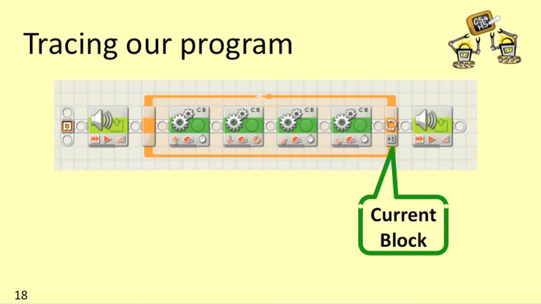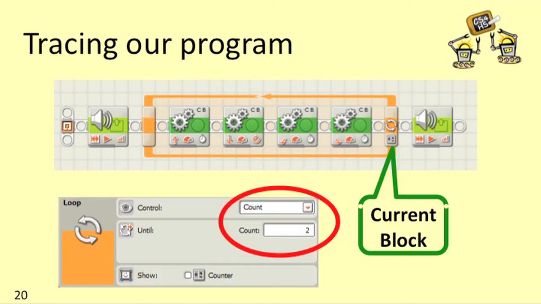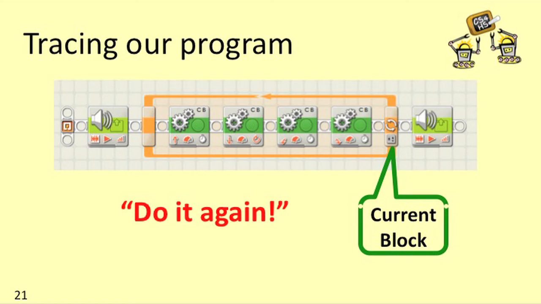And now it gets interesting. We're at the end of our loop. The beginning of every loop always says, welcome, come in. The end of a loop can choose between saying one of two phrases. It can say, go away, which means you're done the loop. Or it can say, do it again, which means you should go back to the start of the loop and do it again. The end of the loop chooses which phrase to say based on how the loop's configuration panel is set. In the case of this loop, we set the control to count and the number of times to 2. Since we haven't been through this loop 2 times yet, the end of the loop tells us to do it again.